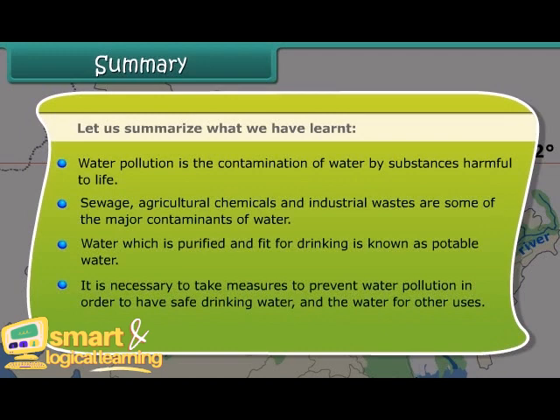It is necessary to take measures to prevent water pollution in order to have safe drinking water and the water for other uses.